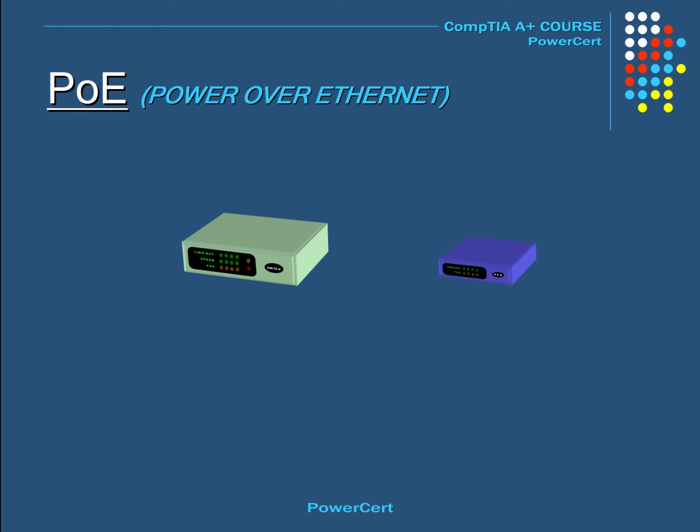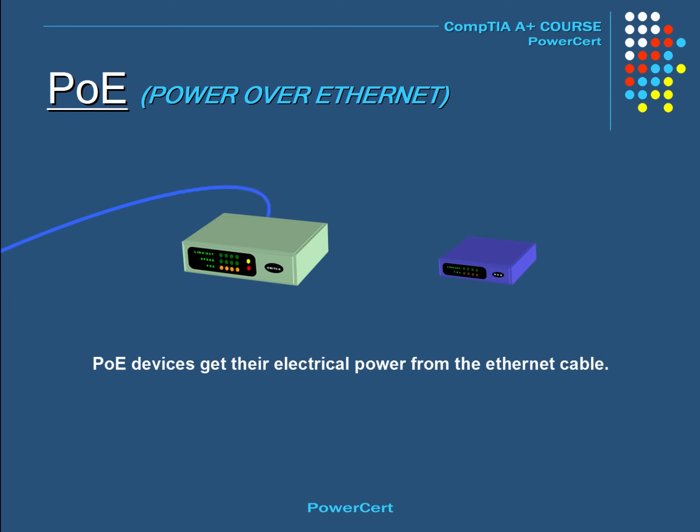Networking devices need electrical power to function, and that's why they have a separate electrical port for a power plug. But some networking devices don't have an electrical port. It's not that they don't need electrical power, it's just that they get their power and data from the same cable, which is through the Ethernet cable. And this technology is known as PoE, which stands for Power over Ethernet.